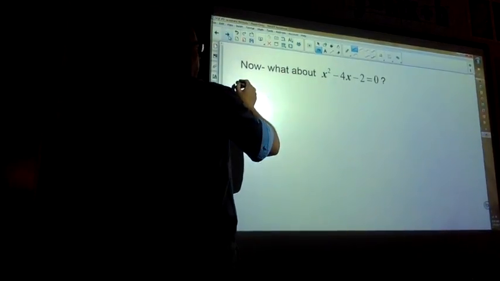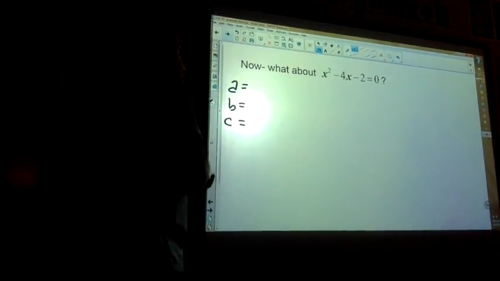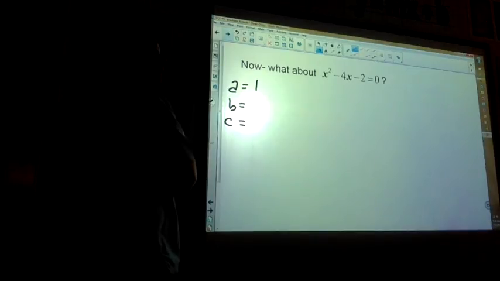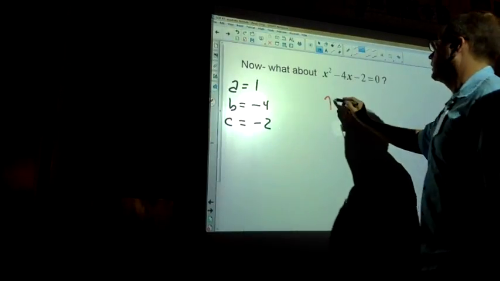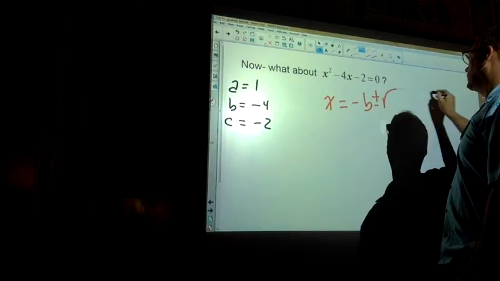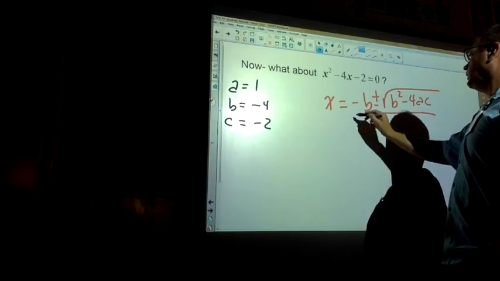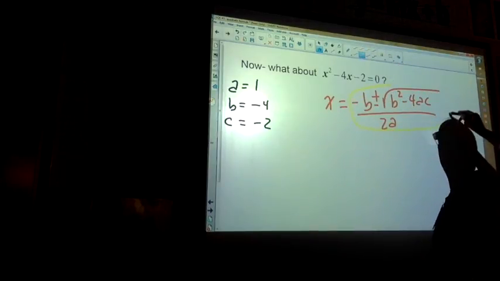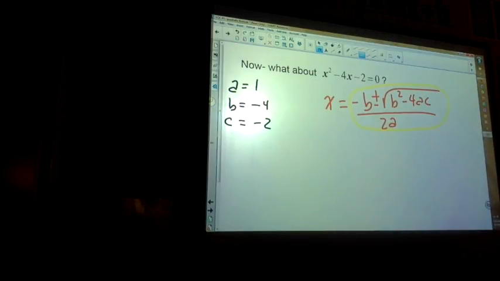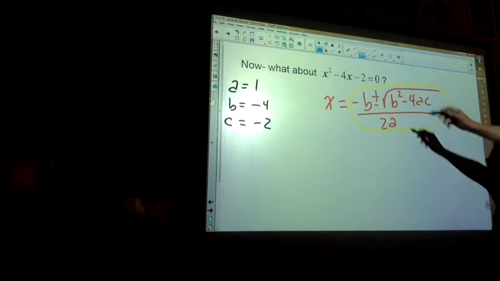Okay? So, things I want to do about this problem. What's my a, my b, and my c values? A is 1. B is what? Negative 4. C is what? Negative 2. I wanted it to be solved for x. I have an a, b, and c that I labeled because it's in standard form. What do you notice about the right side of this? What letters do I have? A, b, and c. What letters did I solve for over there? A, b, and c. Where do you think I might put some of these?